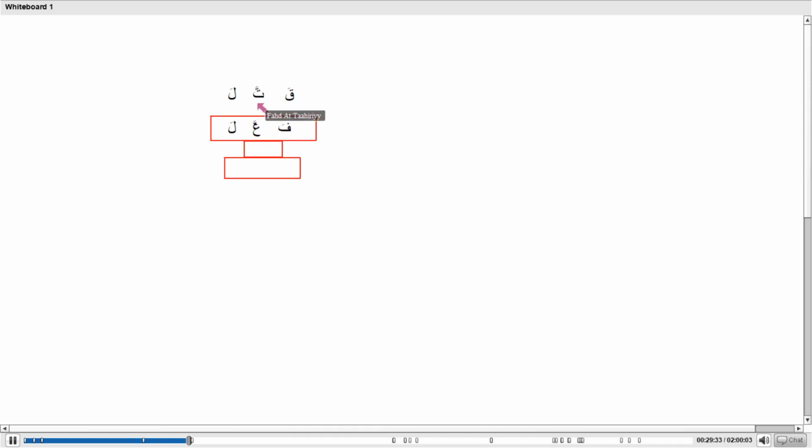So again, whenever you see a letter and there's that small w, this expresses that there are originally two of those letters. The first one is silent and the second one has a haraka. Good? Clear?